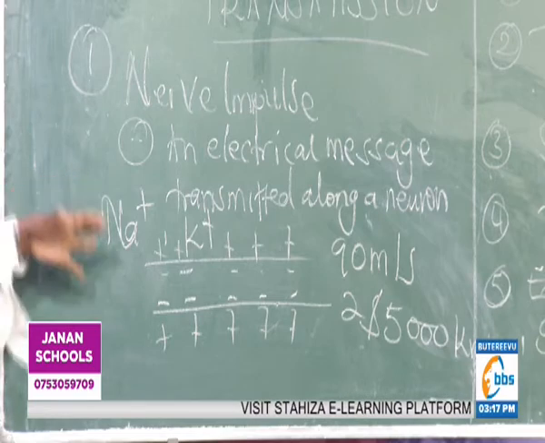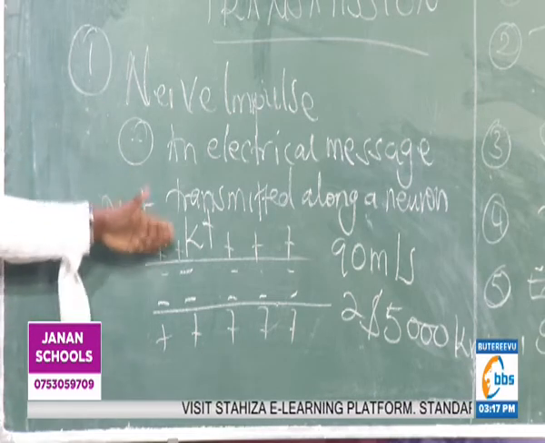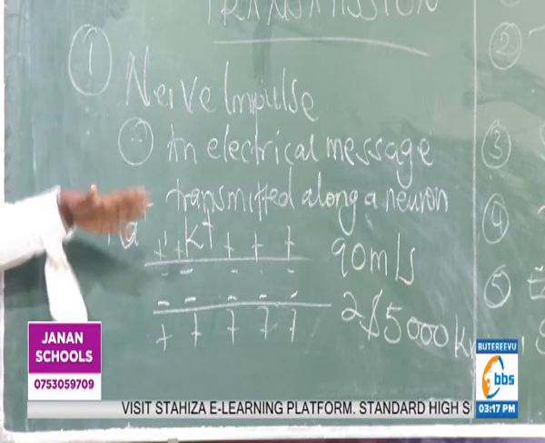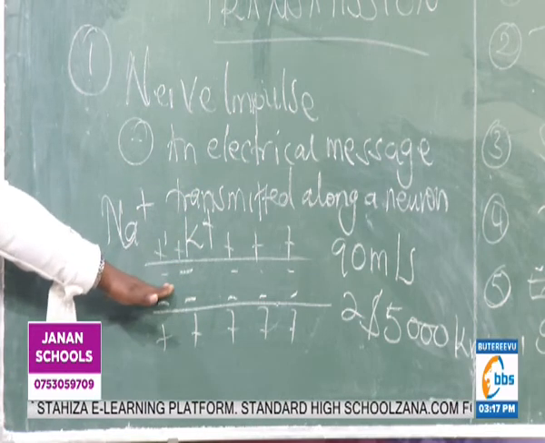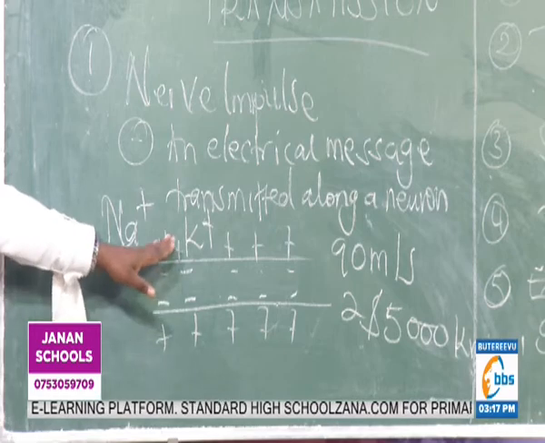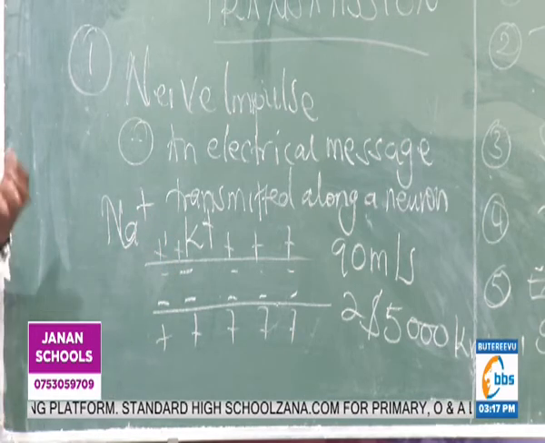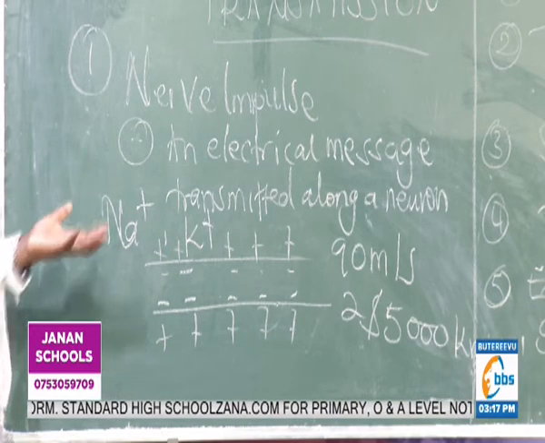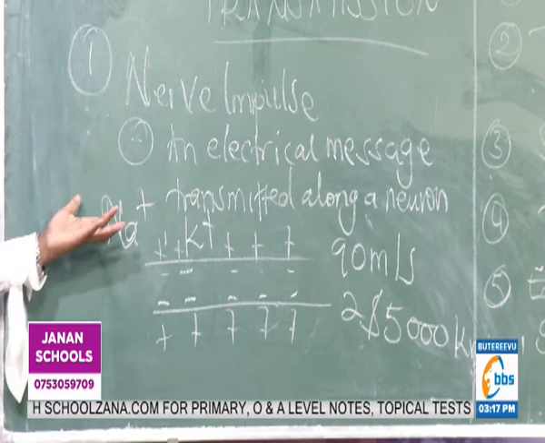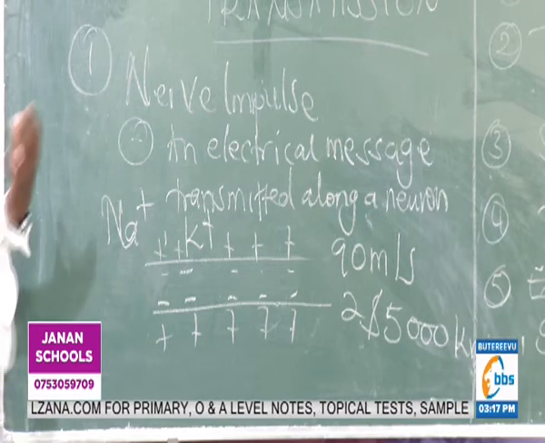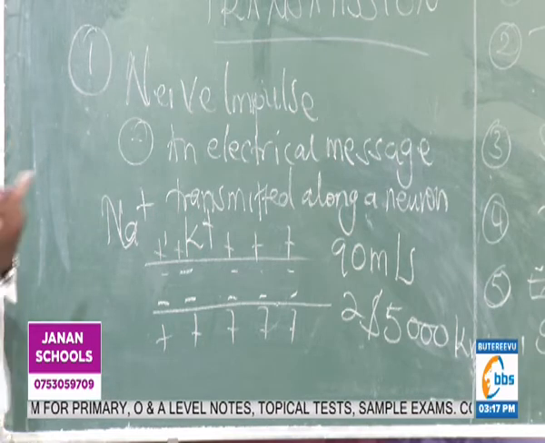Remember, I have said the nerve impulse is brought about by changes in the ion concentration between the outside membrane of a neuron and the inner membrane of a neuron. And these changes are a result of influx and efflux, influx being entering and efflux being moving out, of the positive ions, that is potassium and sodium ions, in this neuron.